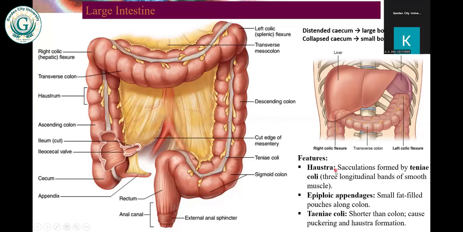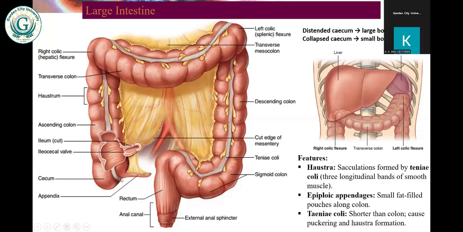Then there is what we call taenia coli. So this is the taenia coli. Remember, I told you that the wall of the GI tract has inner circular and outer longitudinal muscles. It is this outer longitudinal muscle that has formed three longitudinal bands that we call taenia coli. So here we are only seeing one, but there are actually three.